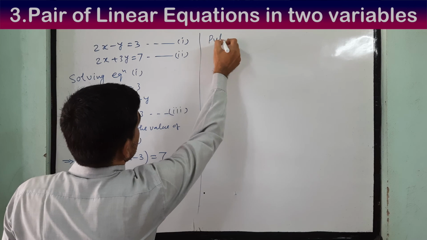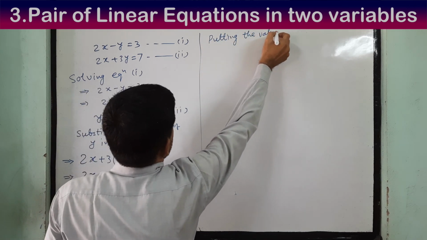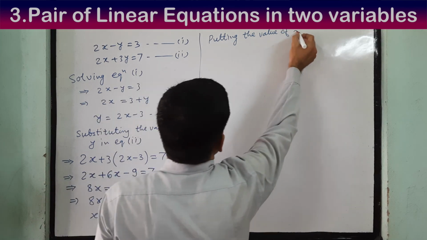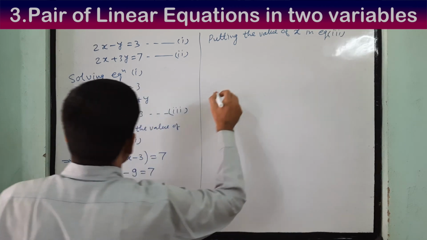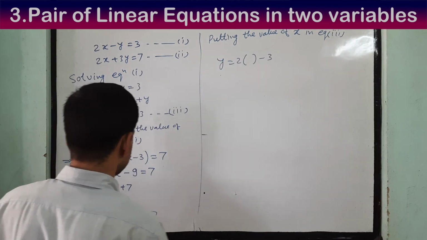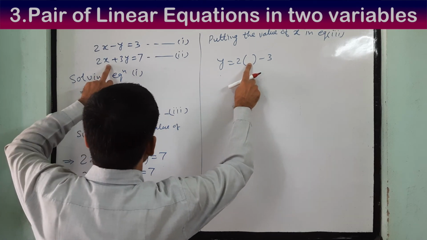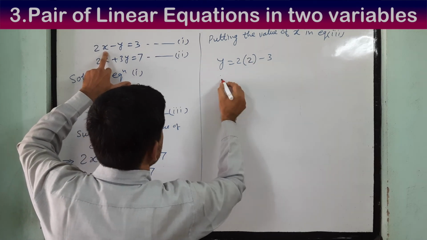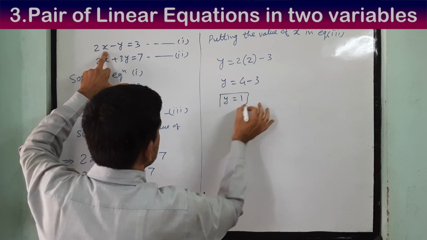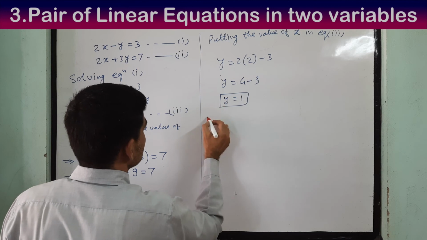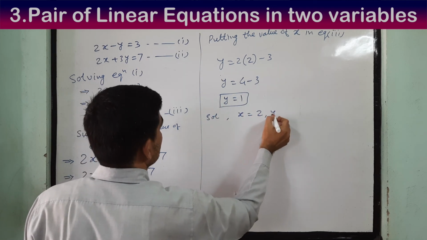Now putting the value of x in equation number 3, you will get y directly. Putting the value of x in equation number 3, so instead of x we will put its value, which is 2, so y equal to 4 minus 3, we get y equal to 1. So finally you have to write the solution, x is equal to 2 and y equal to 1.